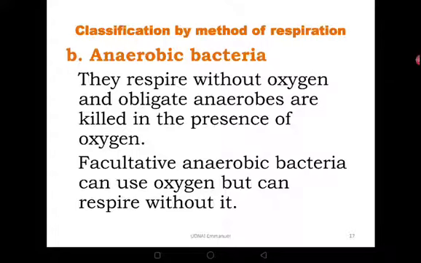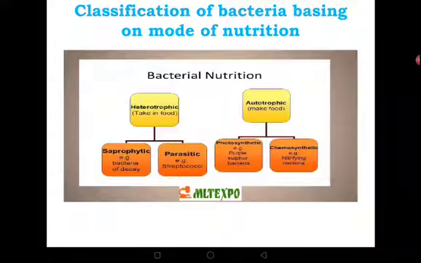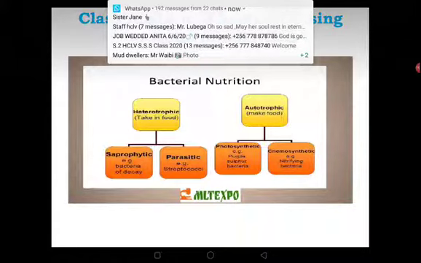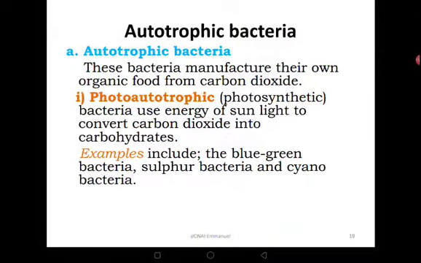So members, classification of bacteria by method of respiration. There are two major classes. We have aerobic bacteria, those that use oxygen for respiration. Then we have anaerobic bacteria, those that do not require oxygen for their respiration. That is the second way of classifying bacteria. The third way is by the mode of their nutrition. We shall look at them in detail, but we have some which are autotrophic, others which are heterotrophic.